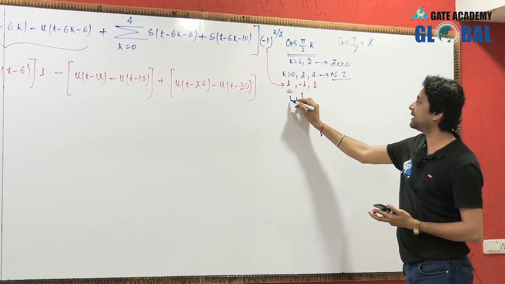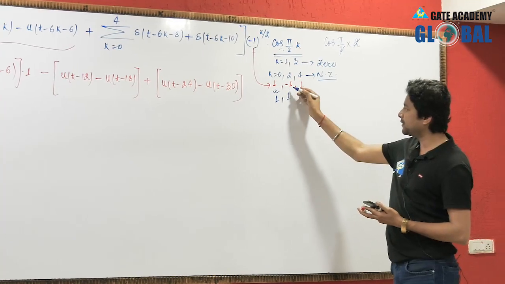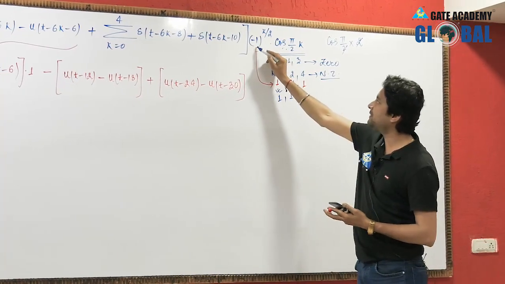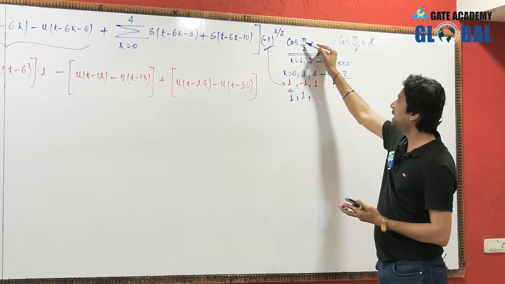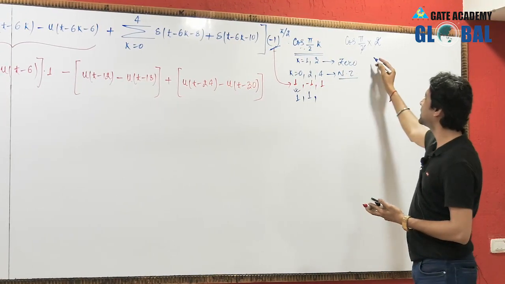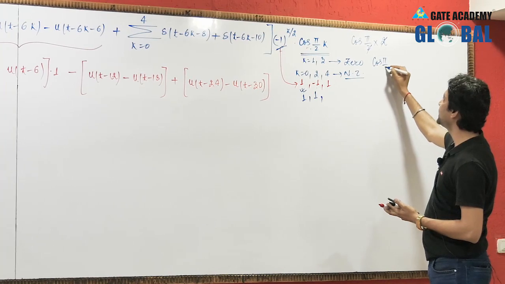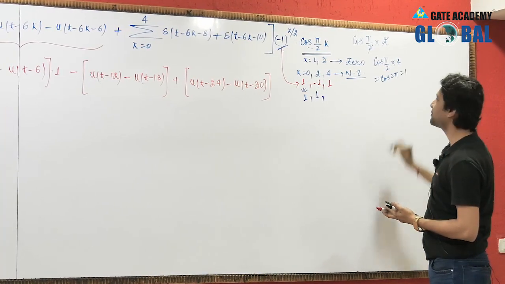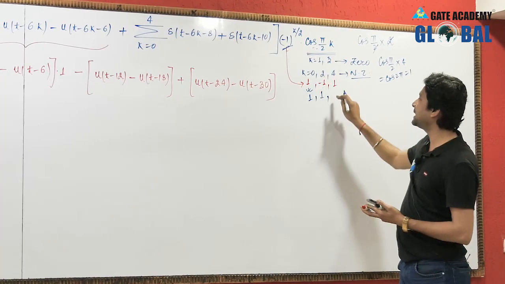For k equals 0, it will be 1. For k equals 2, it will be 1. If you check at k equals 4, you have mentioned the value of this term is plus 1. And at k equals 4, the value of this term, cos of pi by 2 into 4, that is cos of 2 pi, is equal to 1. So the product is again 1 into 1, that is 1.